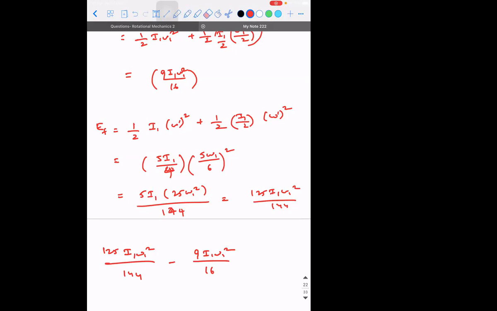Okay, wait. Sir, 3I by 4. Yeah, that's a mistake I made. So it is 3I1 by 4. So 3I1 means here 144 is common, right? So here it will be 3. Yeah, it is 75. Yes, this is the difference. So it will be 75. It should be less.